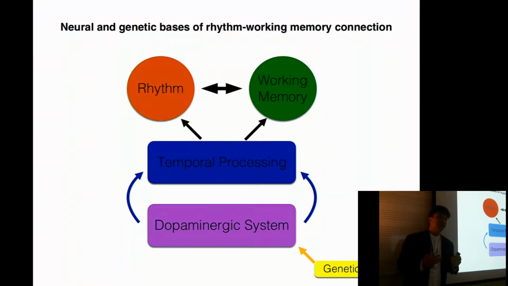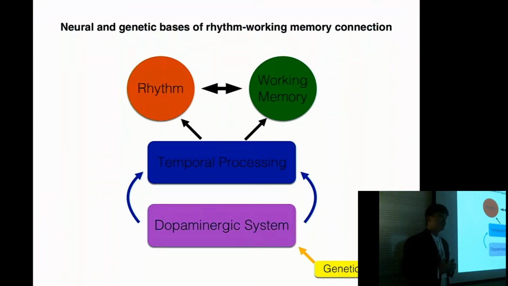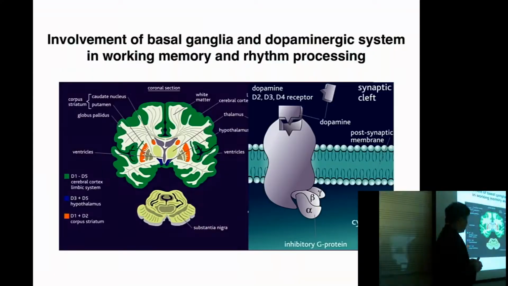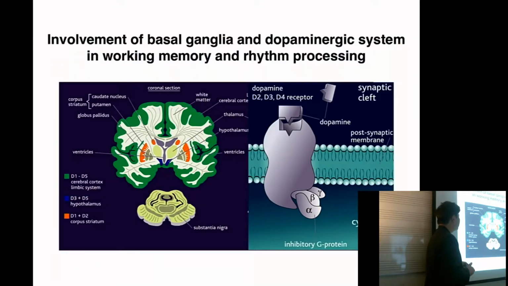Now, for the next several minutes, I'm going to illustrate some neurobiological background that may suggest the connection between rhythm and working memory. We'll be revisiting this slide later on, but just bear that in mind. So here's a little bit of biology and neuroanatomy. What you see here is the coronal section of the brain.